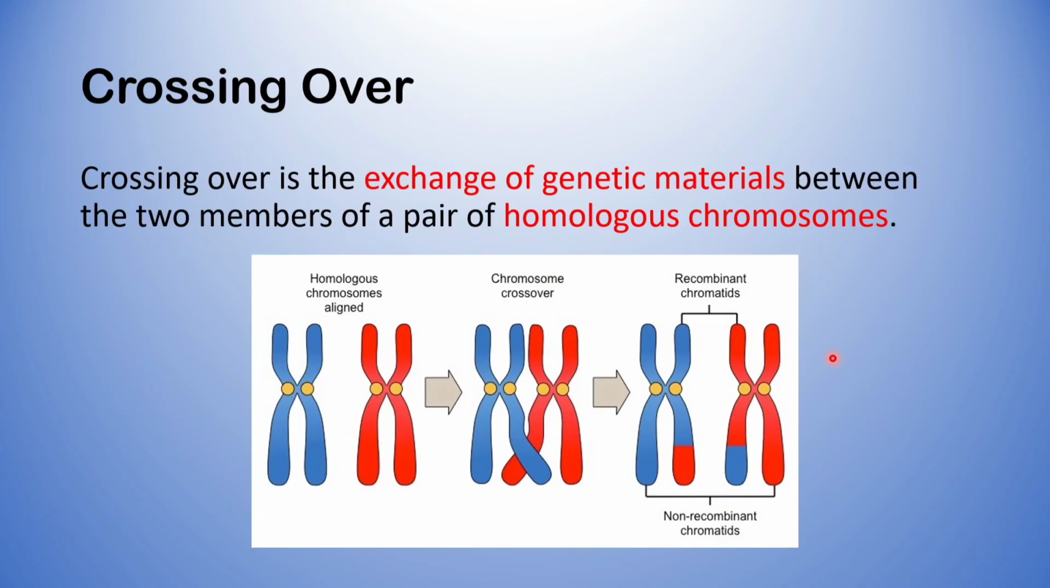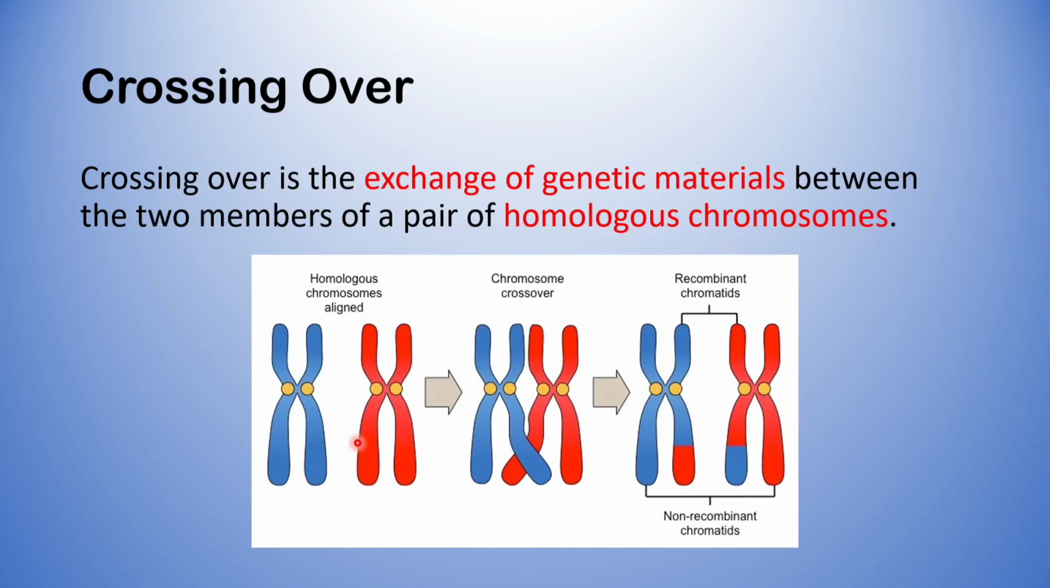So let's see what crossing over is. Crossing over is the exchange of genetic materials between the two members of a pair of homologous chromosomes.